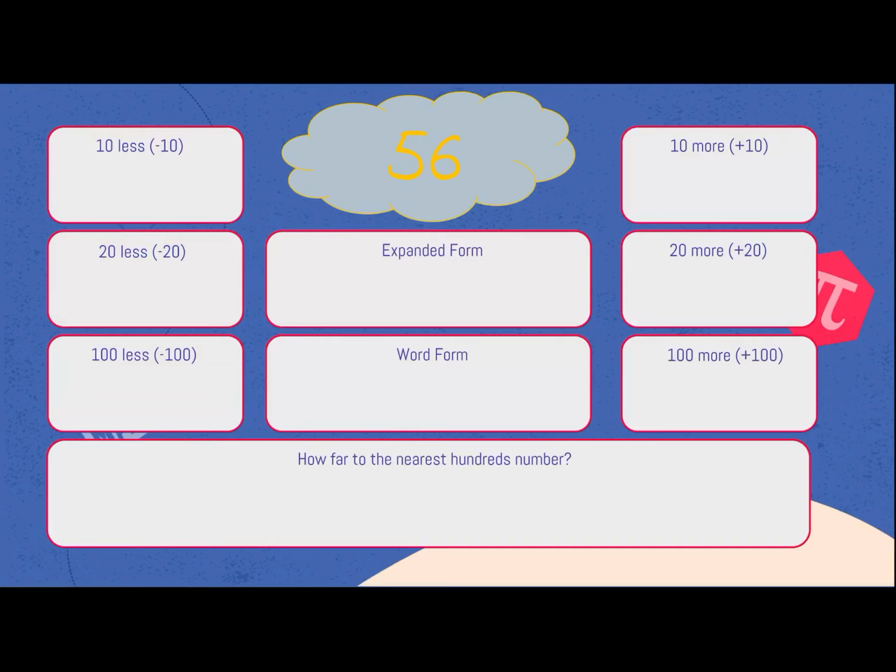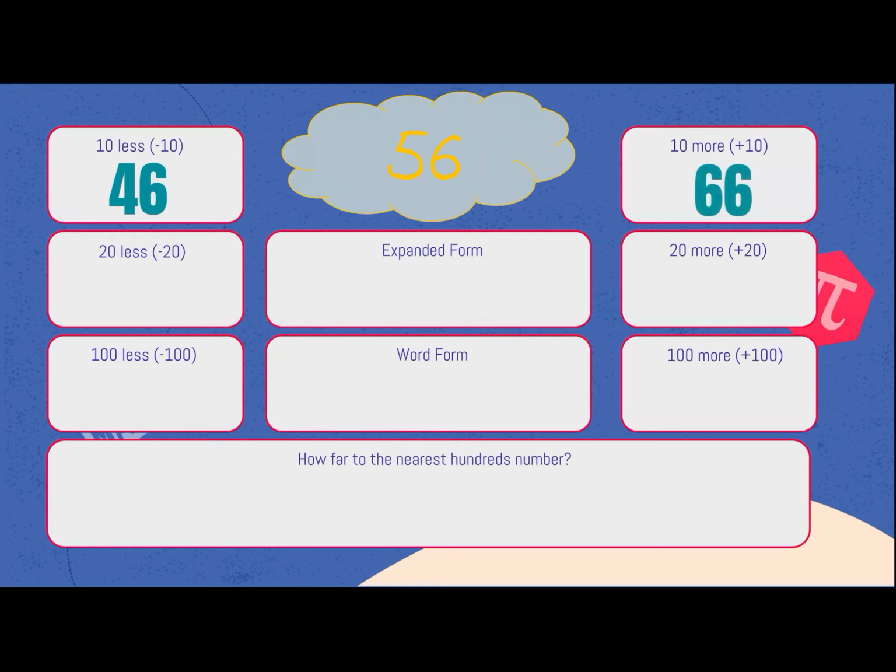For the number 56, we're going to start with the box that says 10 less on the top left corner. So first, just what number is 10 less than 56? I'll give you a second to think about it. So 10 less than 56 is 46. So that's the number that's going to go in that box. If we jump over to the right where it says 10 more, what number do you think is going to go in that box? It's going to be 66. 10 more than 56 is 66.